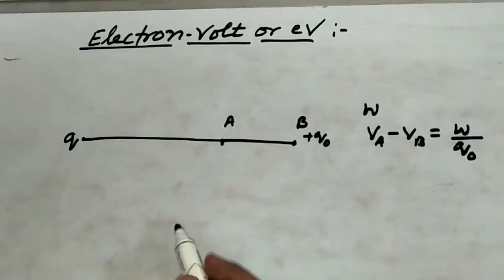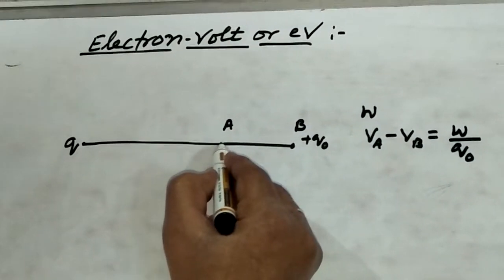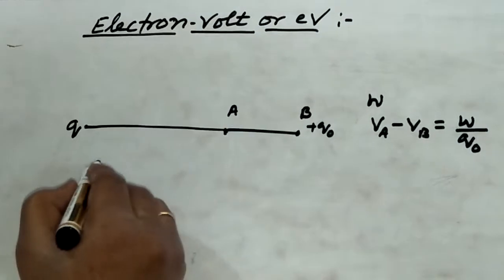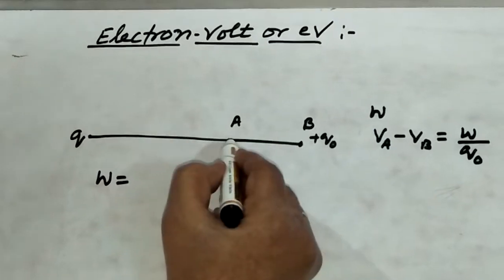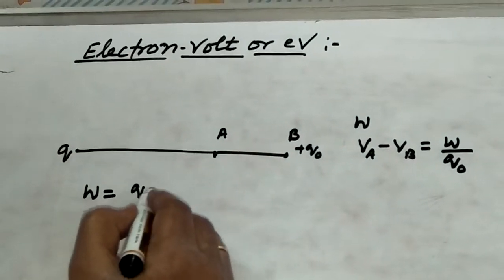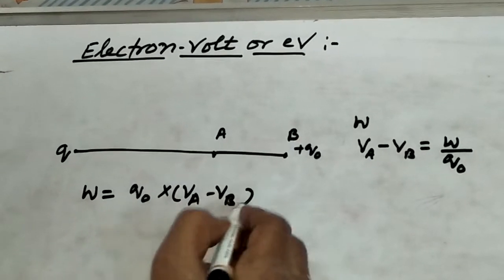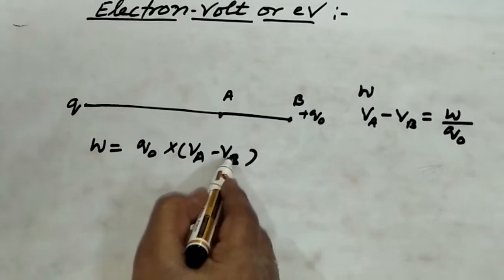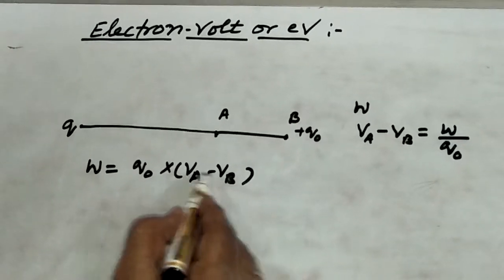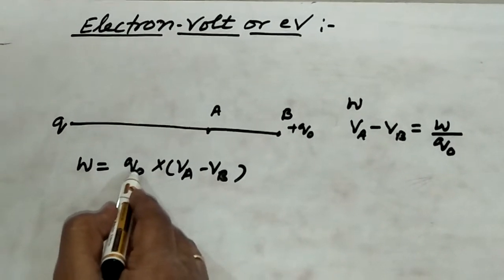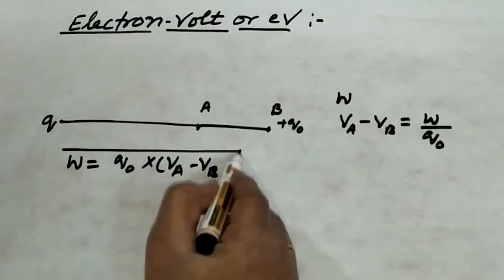In other words, when a charge Q naught is taken from B to A, what is the work done in this process? You can say the work done in taking the charge Q naught from B to A is equal to Q naught into (VA minus VB). It means if the potential difference between the 2 points is given, then you can calculate the work done in taking a charge Q naught or Q from one point to the other point under that potential difference by using this formula.